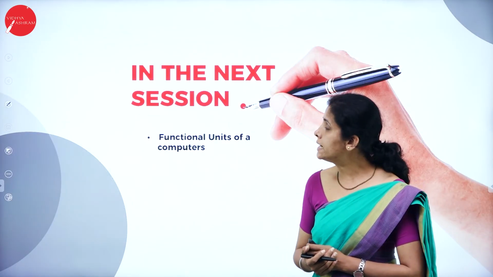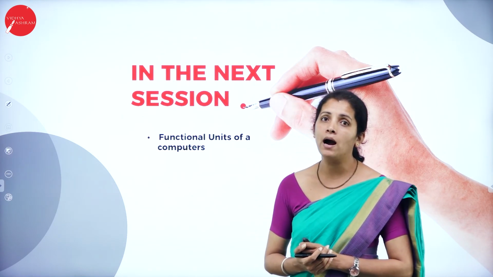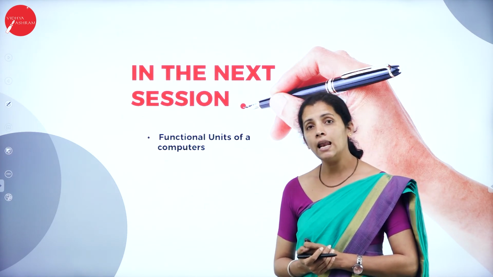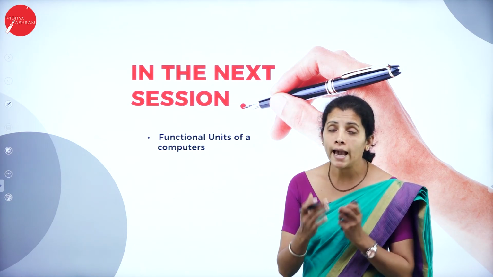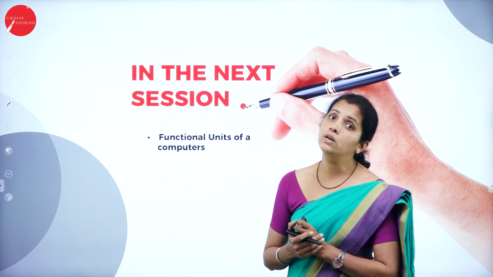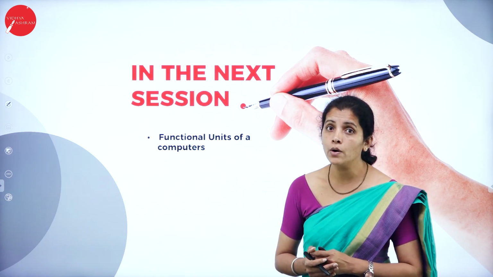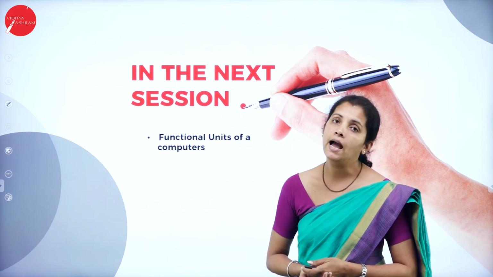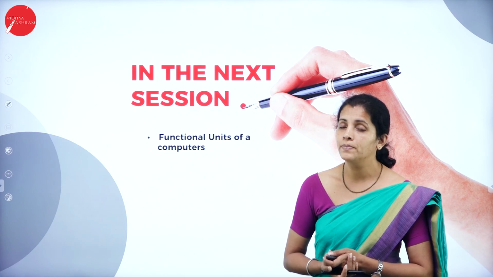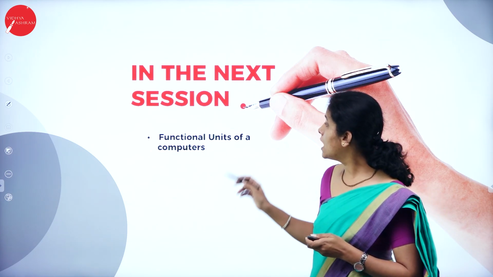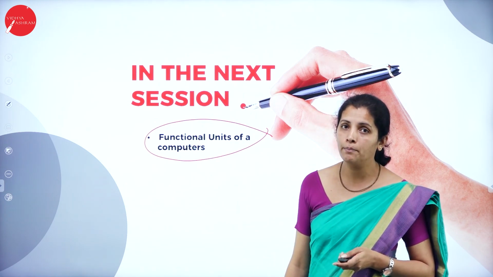So, dear student, in today's session, I started with an introduction to the computer system. Along with that, I have discussed the characteristics of a computer, along with data, instruction, software, hardware. Along with that, I have covered the evolution of the computer system. In my next session, I'm going to deal with the functional units of a computer.